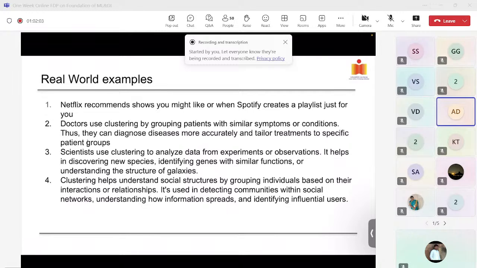Second, doctors use clustering by grouping patients with similar symptoms and conditions. Especially during the COVID time, people were trying to group, especially when they were trying to create the COVID vaccine.